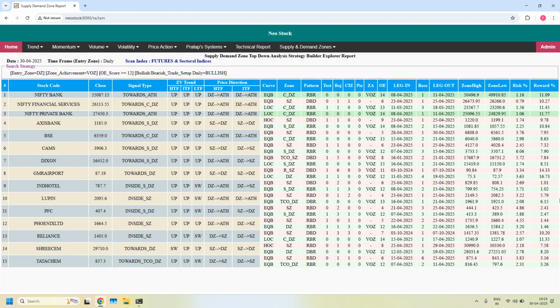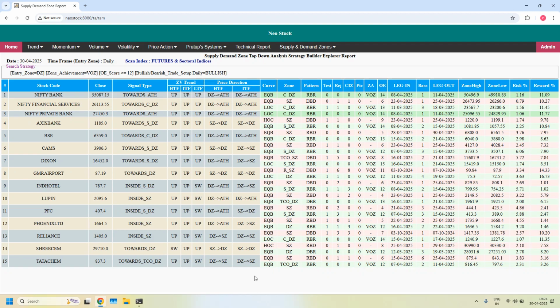We got 15 stocks. These 15 stocks are supporting bullish trade setup for a monthly income trade. And entry time frame zones are daily demand zones. So total we have 15 daily demand zones. Out of these 15 daily demand zones, there could be some high probability trade setup zones available. We should filter them based on the zone confluence.